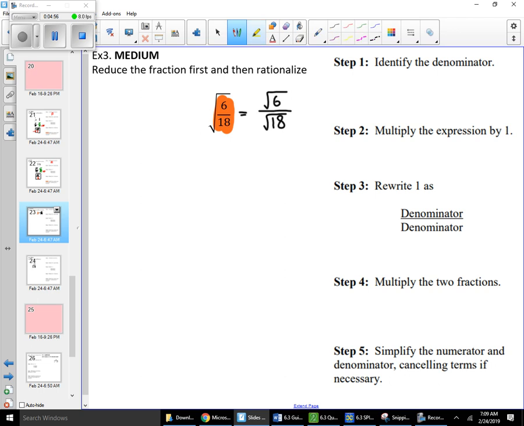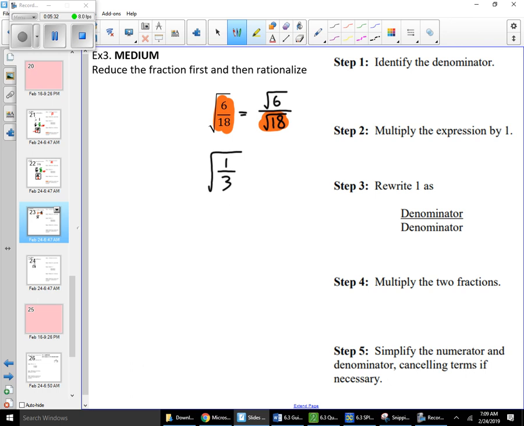6 over 18 is the same thing as 1/3. The reason it's important to look for reducing first is if I just went right ahead with what was given, I would have to multiply by root 18 over root 18, that original denominator, and that would have given me some fairly large numbers. But when I reduce first, I wind up with a 1/3. 1/3 is much easier to deal with than 6/18. So I recommend taking a look at your fraction before doing any work. Make sure it's already as simplified as you can get it.